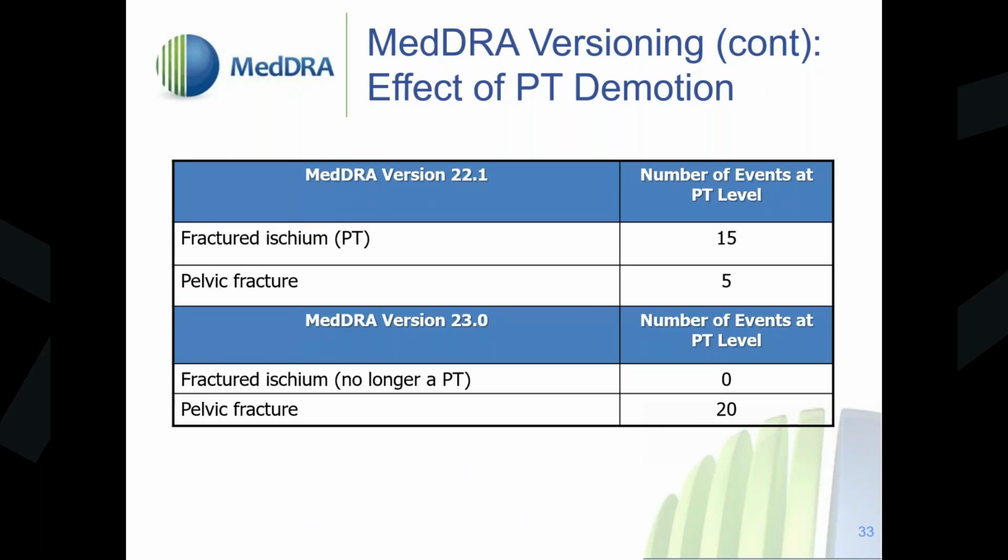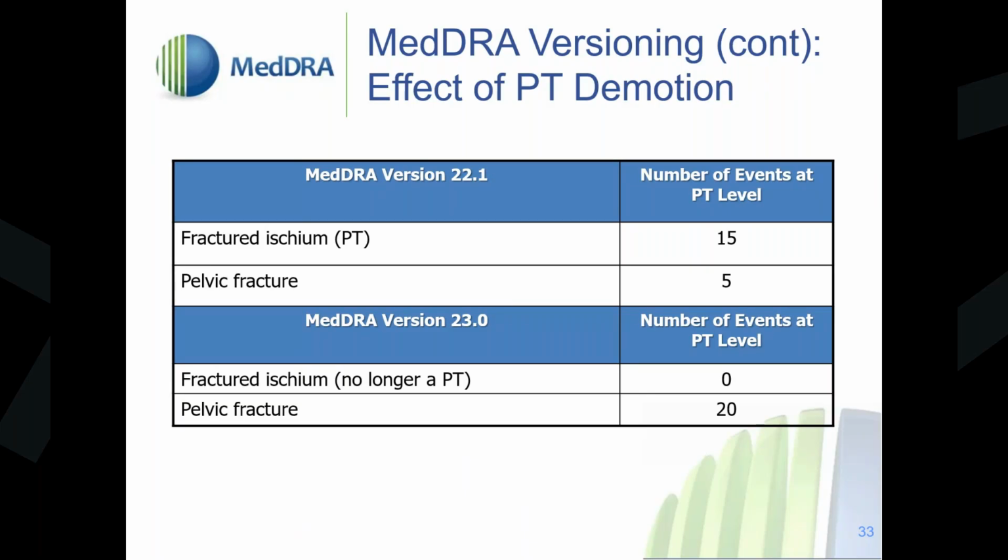If the query had been rerun on data using MedDRA version 23, these events are not going to be found at the PT level because the PT fractured ischium by then had already been demoted. So that's very important to know that they didn't disappear. They will appear under a different preferred term.